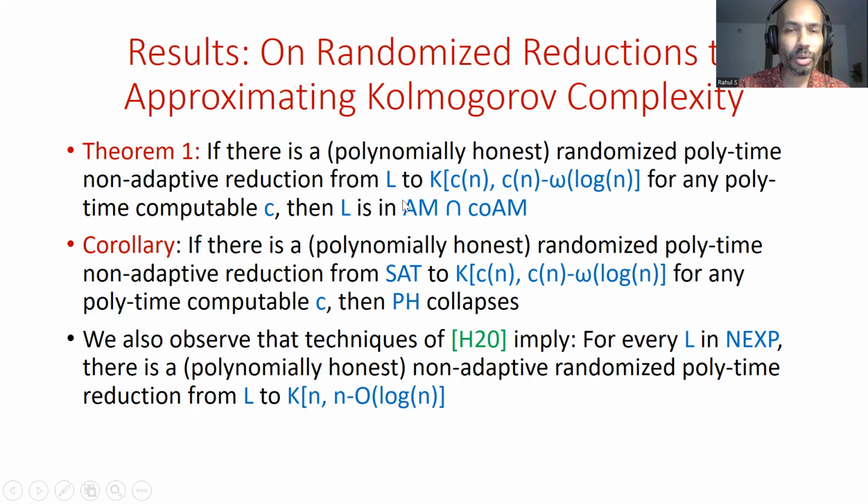And interestingly, we get a sort of dichotomy result in the sense that when the gap between yes and no instances is omega log n, and there's a reduction from L to the promise problem, then L is in AM and co-AM. While if the gap is order log n, then in fact all of NEXP reduces to this promise problem. So this order log n seems to be some sort of threshold parameter where exceeding it makes it much harder to reduce a language to the promise problem.